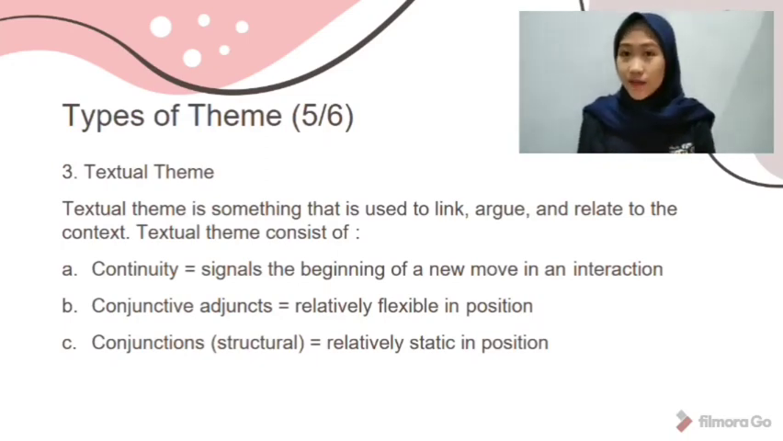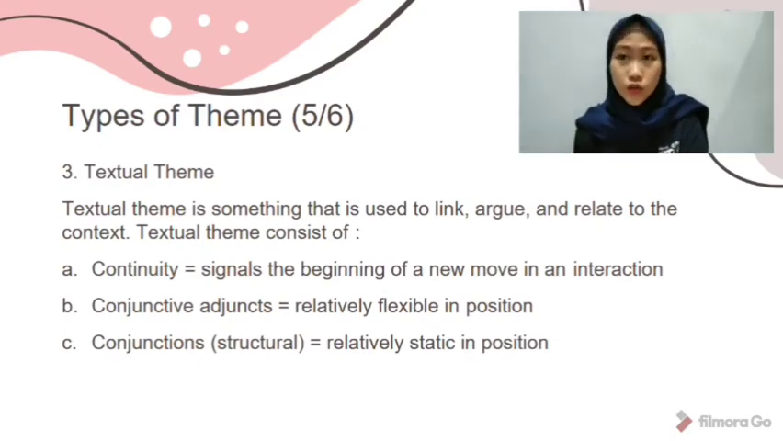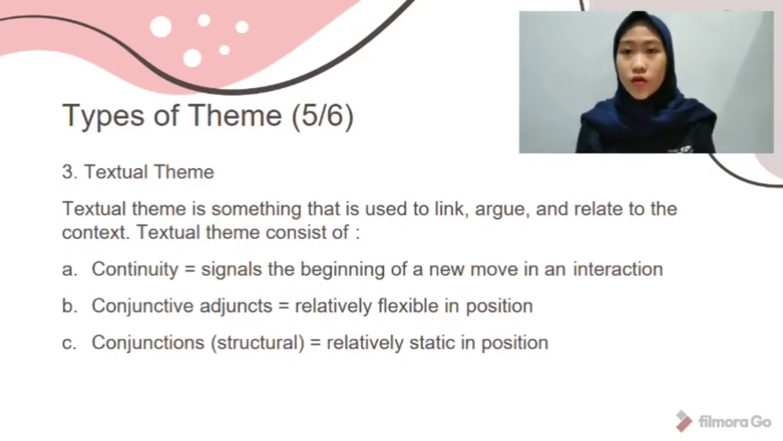Alright, the last type of theme is textual theme. Textual theme is something that is used to link, argue, and relate to the context. Textual theme consists of continuity. It signals the beginning of a new move in an interaction. For example, you can use the words well, alright, okay, anyway, by the way, and so on. All of these indicate that the speaker or writer is going to another part.